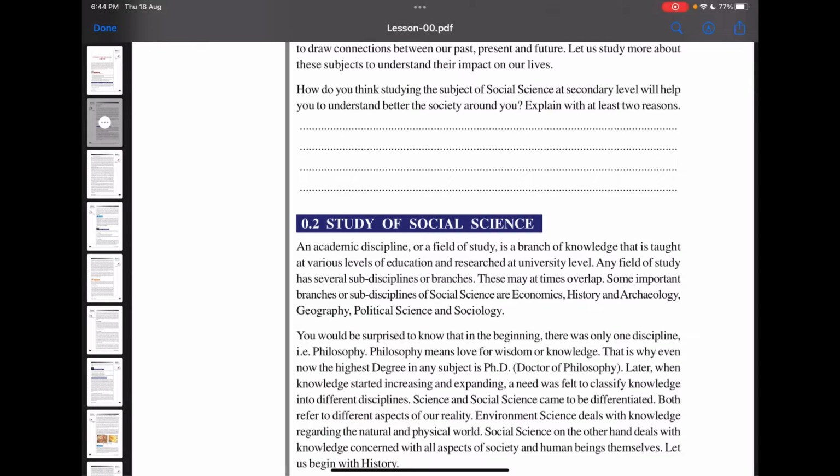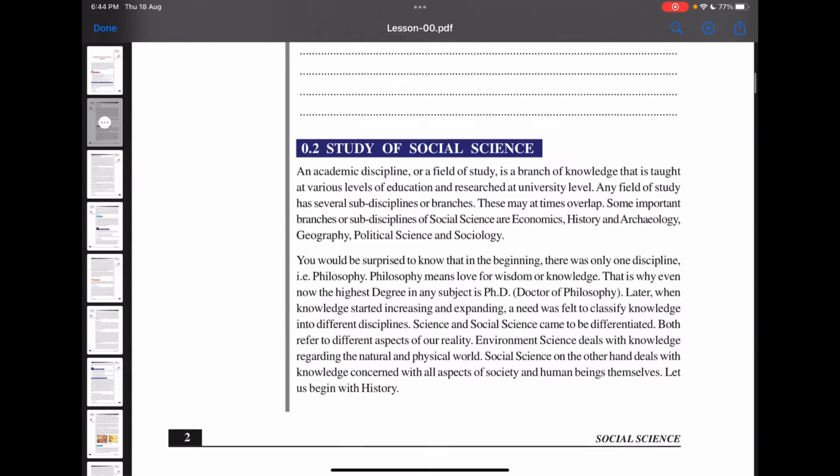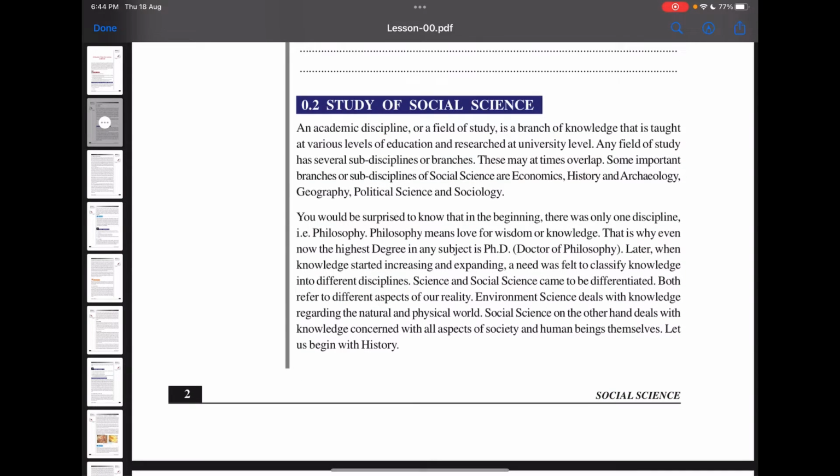Now we come to study of social science. An academic discipline or a field of study is a branch of knowledge that is taught at various levels of education and research at university level. Any field of study has several subdisciplines or branches. These may at times overlap. Some important branches or subdisciplines of social science are economics, history and archaeology, geography, political science and sociology.